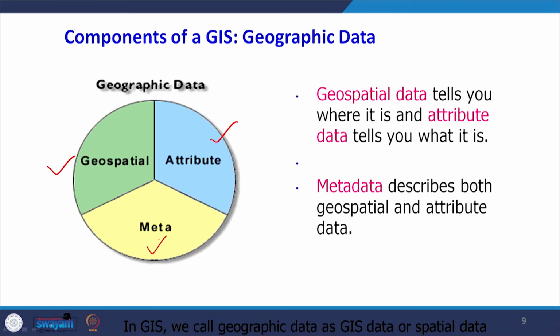And metadata is the data about the data. It describes the information about the geospatial and the attribute data, such as what was the year of the satellite image, which bands of the satellite image were used, when the field data was collected. It all gives you that information. So basically there are three broad components of the geographic data. One is the map, which we call the spatial data. Another is the attribute data, which is normally represented in the form of tables, and there is metadata, the information about the data which you are showing.